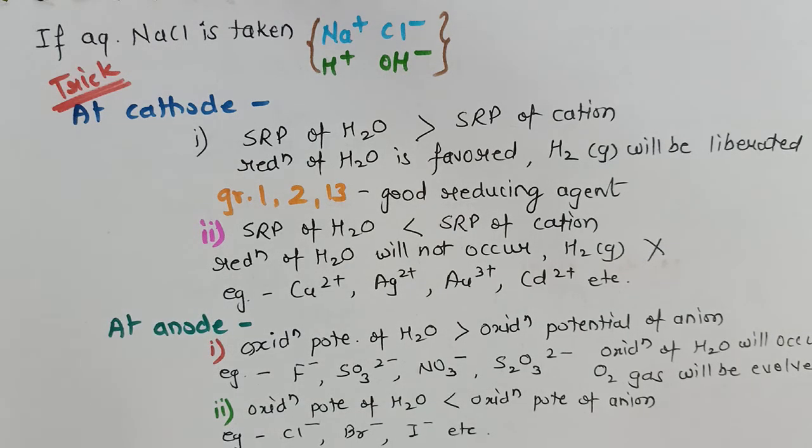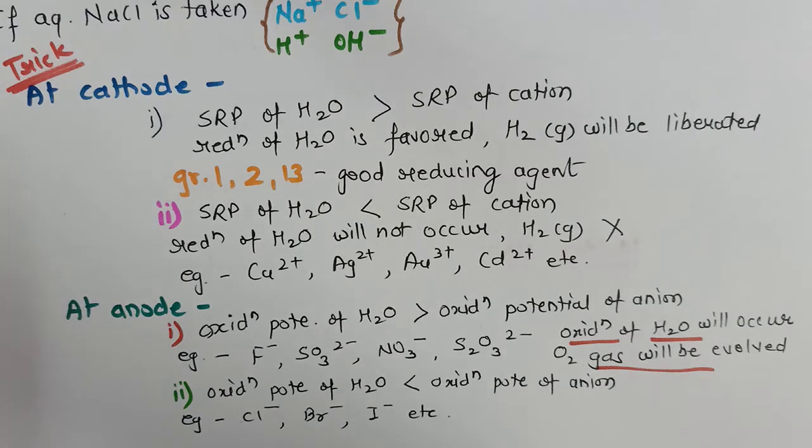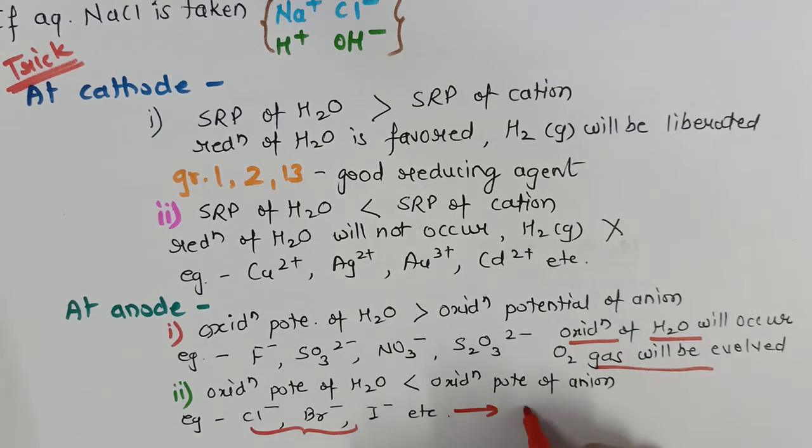Similarly, at the anode, we have two conditions. The elements like fluoride, NO3-, etc., they have oxidation potential less than that of water. So in that case, what will happen? Oxidation of water will occur and oxygen gas will be evolved. Whereas the elements like chloride, bromide, iodide, they have oxidation potential greater than that of water and therefore oxidation of water will not occur and these elements will be released as gas at the anode.